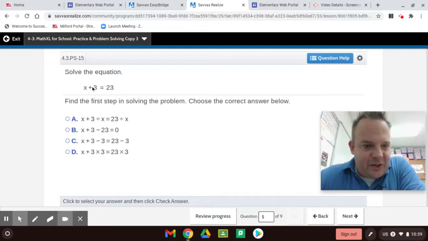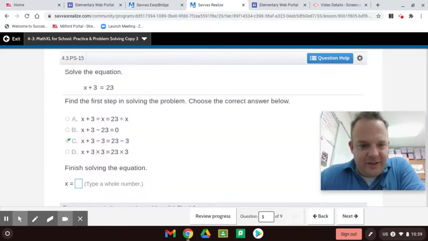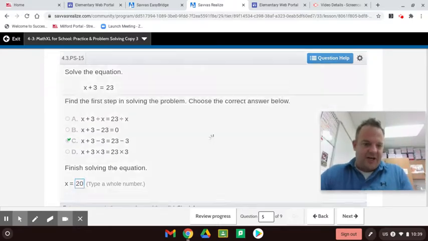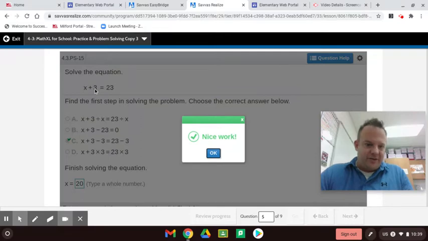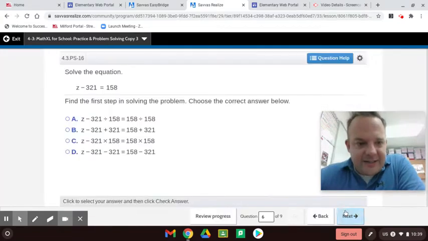Here we go. X plus 3 equals 23. The inverse operation of adding 3 is subtracting 3. So you'll subtract 3 on both sides of the equation. And you will arrive at 20. And you should always check. Make sure it makes sense. 20 plus 3 is 23. Yeah, that makes sense. That makes sense, right, guys?